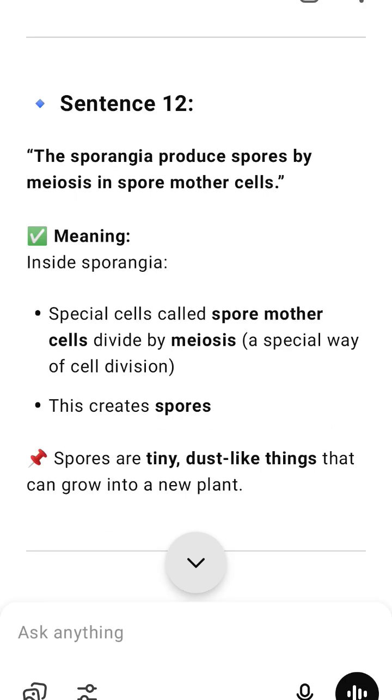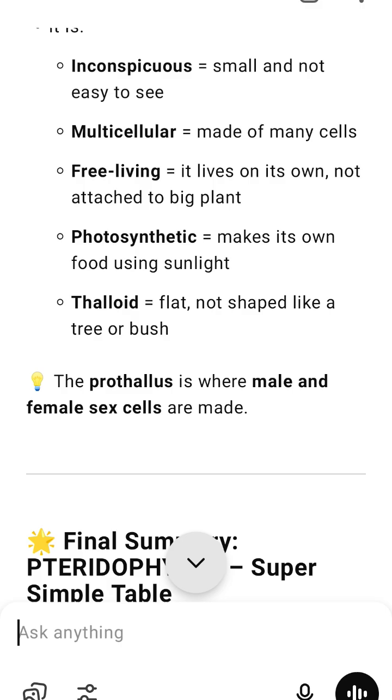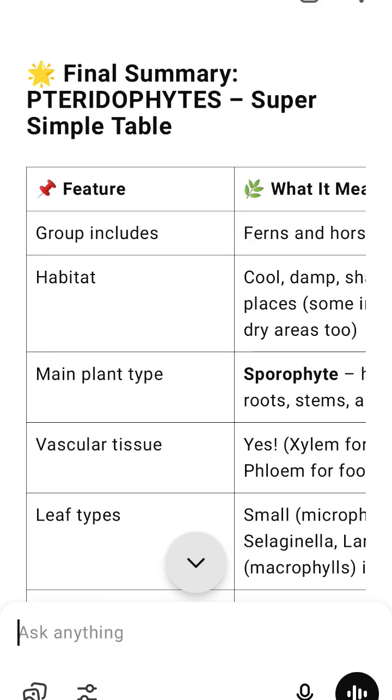What happens when spores are made? Spores are made by meiosis, a special kind of cell division. Each spore grows into a tiny flat green plant called a prothallus. It is very small, lives freely, and can do photosynthesis. It is the gametophyte stage.